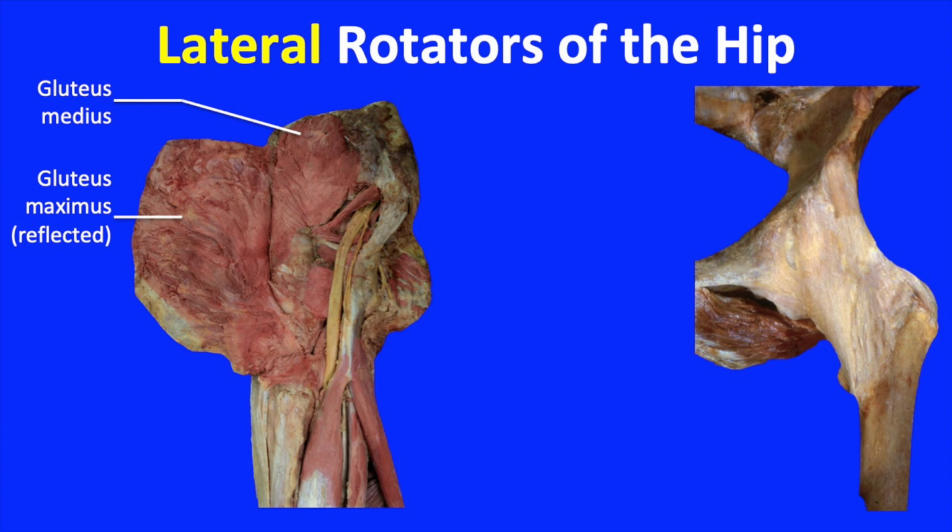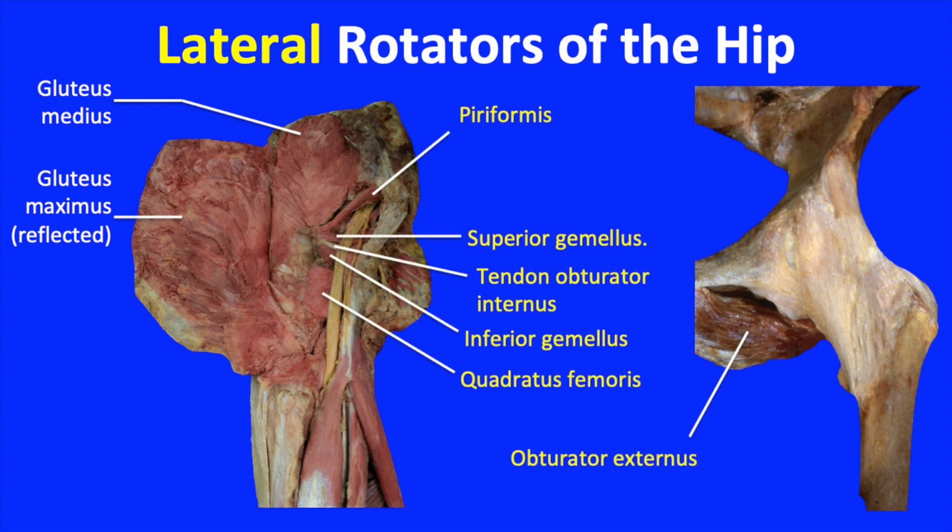We now move to examine the muscles that cause lateral rotation of the hip. And for this, we must reflect the gluteus maximus as shown in the slide. And now we can see the 5 lateral rotators that are deep to the gluteus maximus. These are the piriformis, superior gemellus, the obturator internus, the inferior gemellus, and the quadratus femoris. The 6th rotator is the obturator externus. Muscle belly covers the obturator foramen of the pelvis, and its tendon travels posteriorly to the humerus.